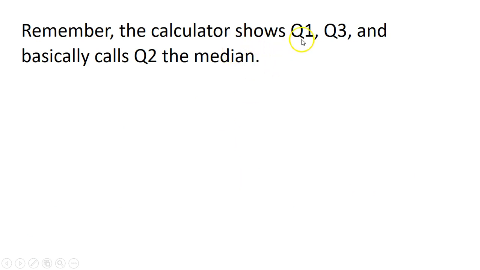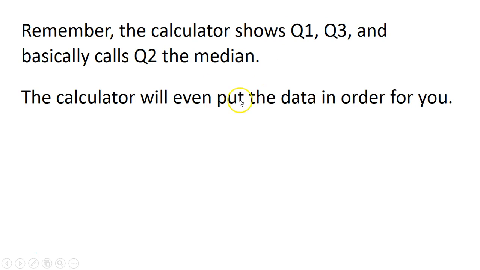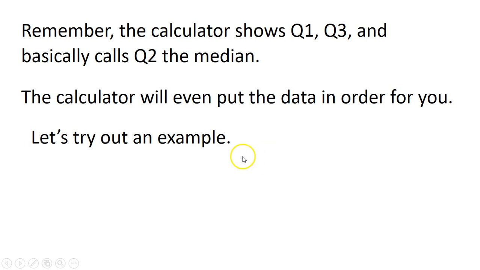Remember, the calculator does show us Q1, Q3, and basically Q2 is the median. So you are getting those 3 when you plug stuff into your calculator to get that data set. The calculator will even put the data in order for you, so you do not have to waste your time doing that. So we're going to try an example, but I'm going to wait until we come back with the next video in order to try that example.